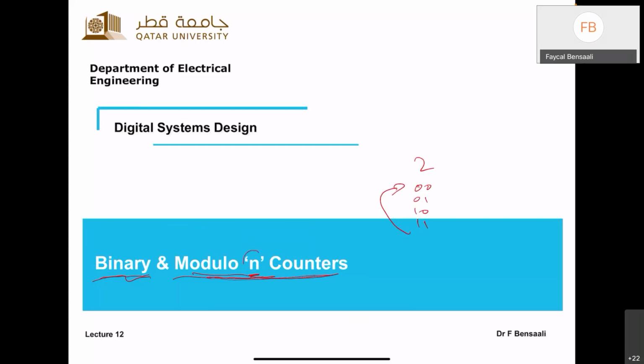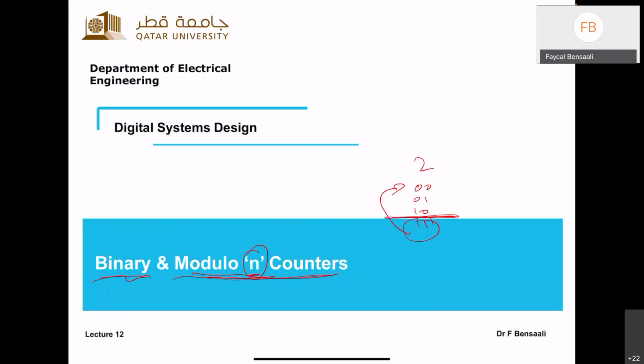So modulo n means they have n valid states. For example, we count from 0 to 2, not from 0 to 3. So 3 is not a valid state. In this case, I will call it a modulo 3 counter, so it has 3 valid states. This is the main difference between them.